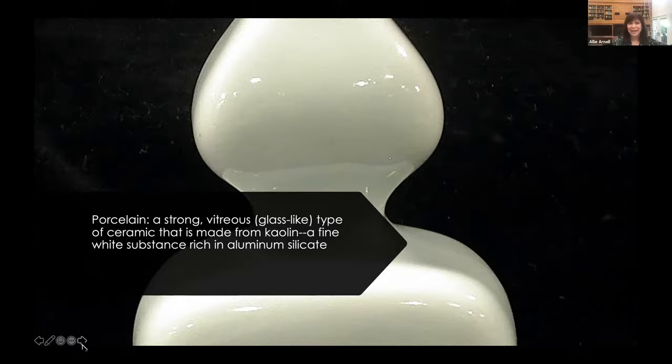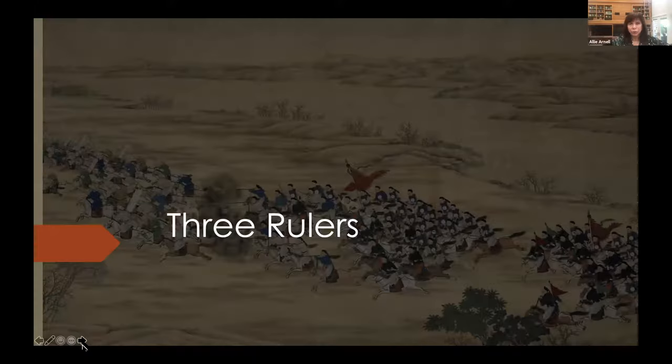Again, when we ask that question, why does the work of art look the way it does? We really want to know who's paying, who is the patron? And so during this time, we have three rulers that are very interested in the production of ceramics, that they actually take a personal interest in the way the ceramics look. So those rulers and their tastes matter when it comes to the way these ceramics were produced.